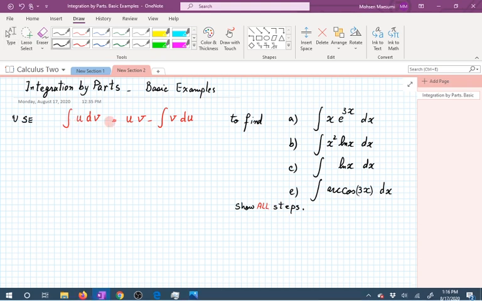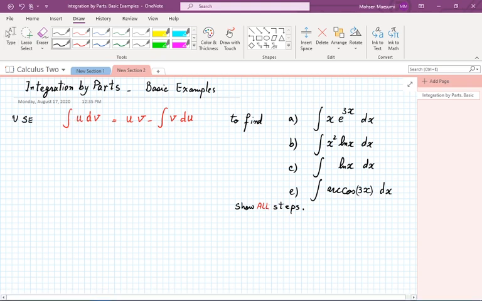So last time we talked about this. Now let's apply it in one basic example. I have the integral of x times exponential of 3x dx.